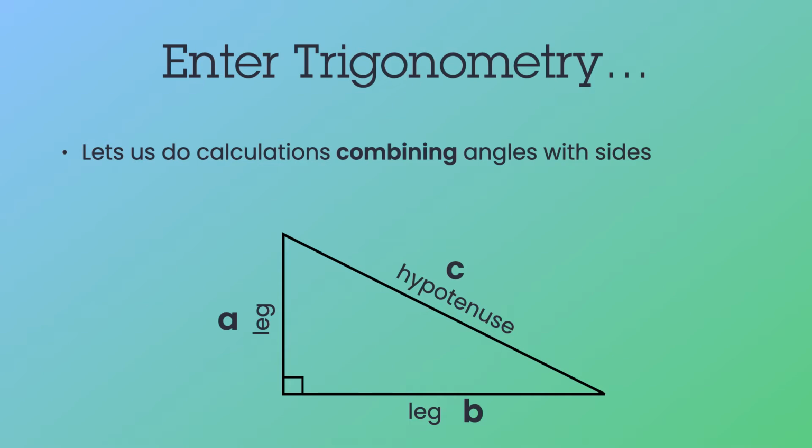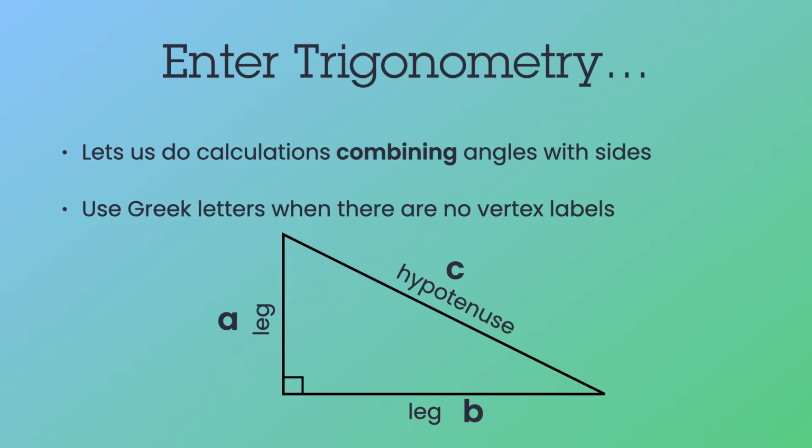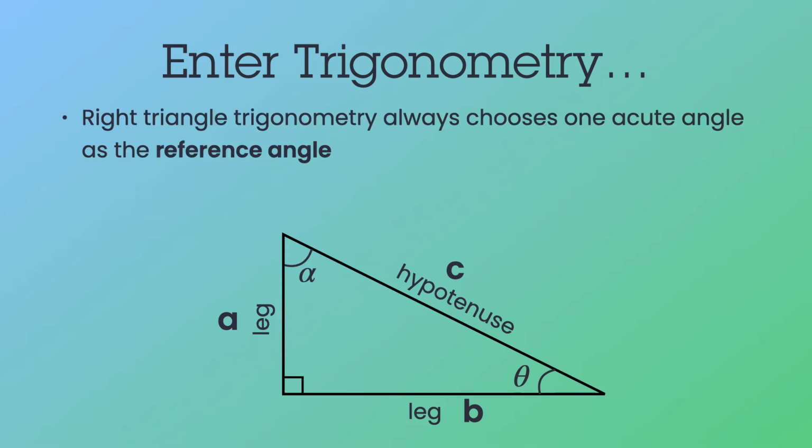Now you won't always have vertex labels on the corners of your triangles to reference your angles, so we will sometimes use Greek letters. One common one is theta. It's the slanty O with a line through the middle, or alpha, which just looks like a curly A. In right triangle trigonometry, we will always choose one of the acute angles to be the reference angle. So theta could be a reference angle, alpha could be a reference angle, but the right angle never will be the reference angle. It's always an acute angle, never the right angle.